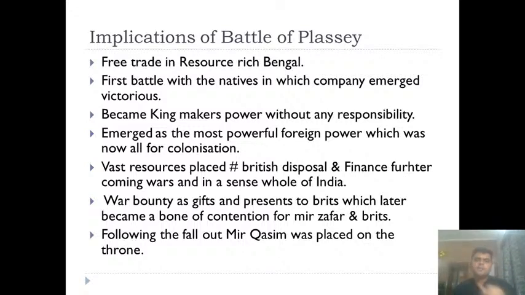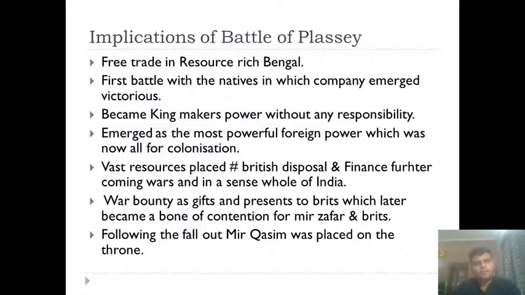Okay, so the next implication of the Battle of Plassey was free trade in the resources of Bengal. Now Bengal is considered one of the richest states during the time of Aurangzeb, when India was nearly 30% of the world's GDP, and Bengal was nearly 20 to 25% of India's GDP. So you can imagine the richness of Bengal. For the first time, the company emerged victorious against the natives. So I told you 1757 was the first pedestal on which the whole British Empire establishment built itself. Okay. Again, Battle of Plassey.